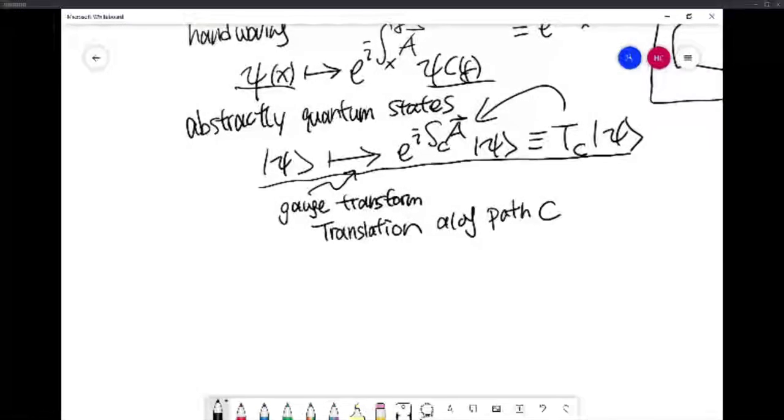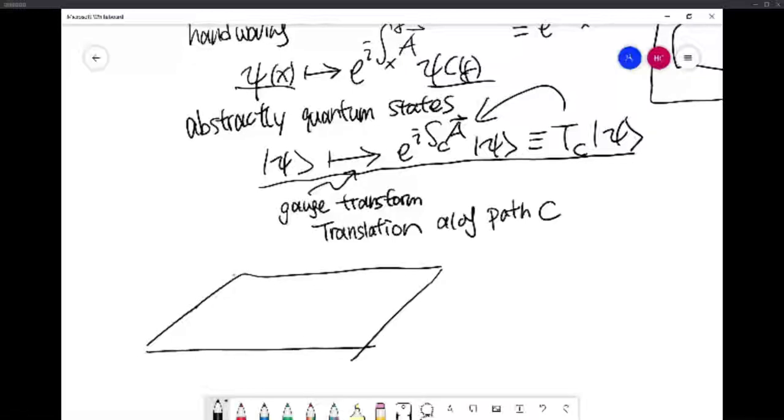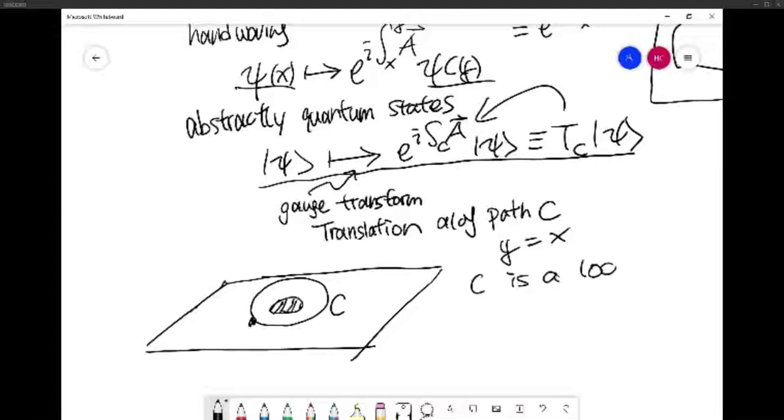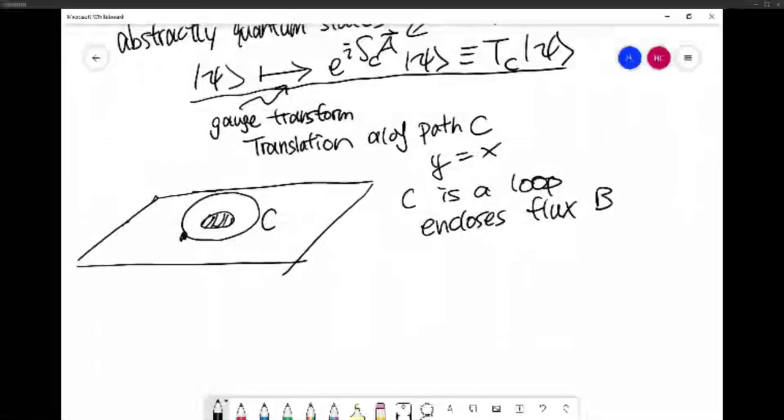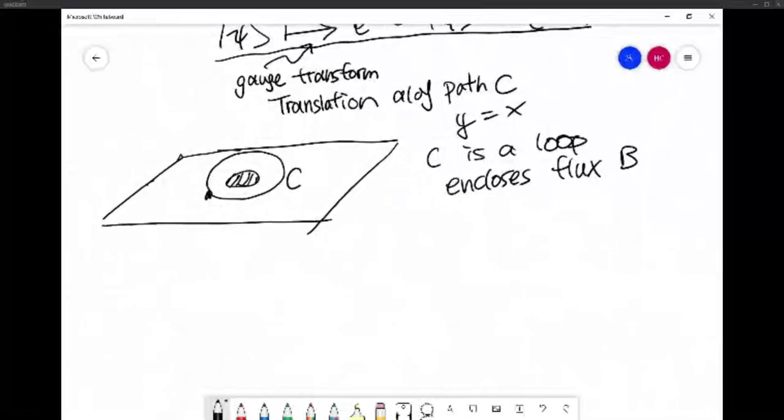so this is what happens to the gauge transformation, right? I think many of you can now see what I'm going to do next. What I'm going to do next is literally just send x to y equals x, but then I loop around, right? So I loop around C. C is a loop that encloses the flux B. So B is in the z direction. I'm not going to write down the vector components of B. It's always in the z direction. So C is a loop that encloses the flux, right?